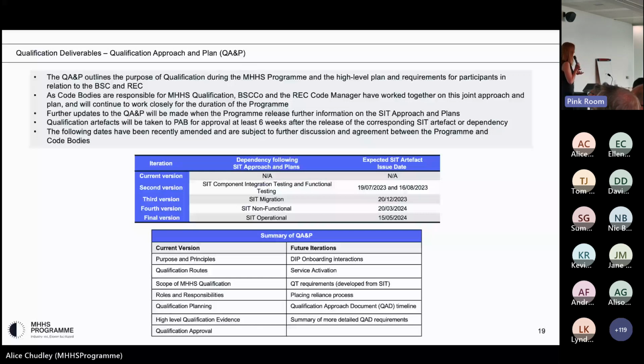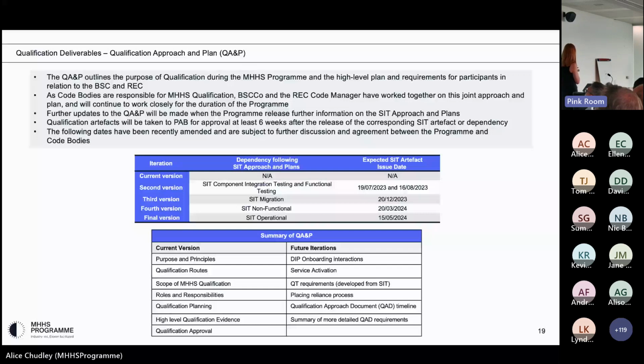We've had the first iteration approved last month. It has to go through a 3-pronged review: some programme governance, some BSc governance and some REC governance. So it's approved by the TMAG for programme, the BSc PAB and the REC PAB. It's been through that 3-pronged approval process now.